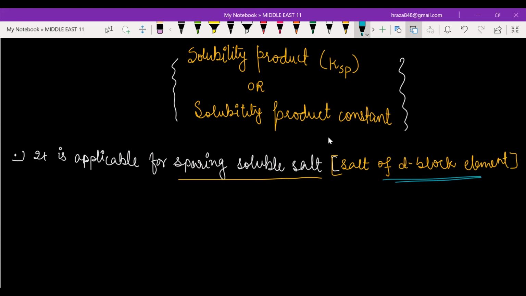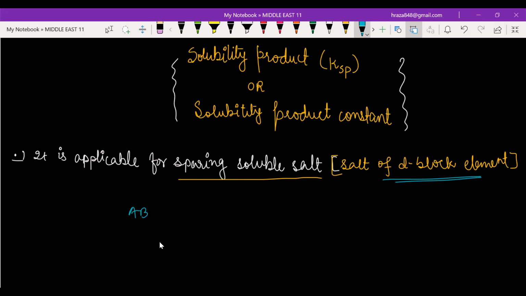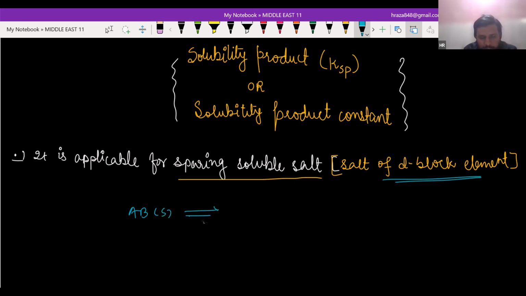Very good. As for example, just suppose AB is a salt. Salt means it comes from a neutralization reaction. The reaction between acid and base gives salt, right? Yes, sir. Now, AB here is in solid state, but when you take it in aqueous solution, it will dissociate into two ions. That will be A plus, and the other will be B minus. Is this clear?